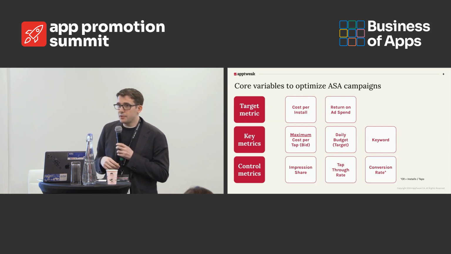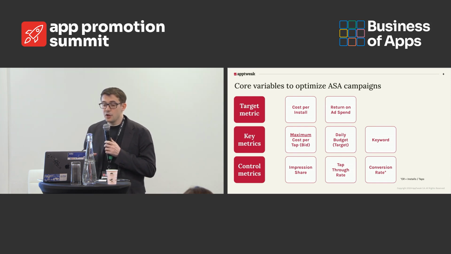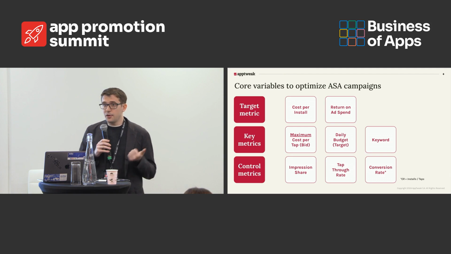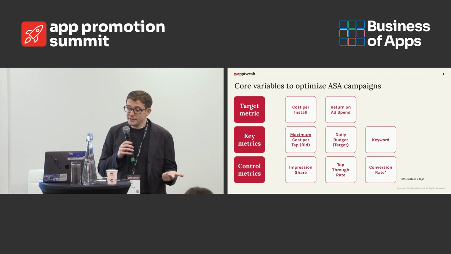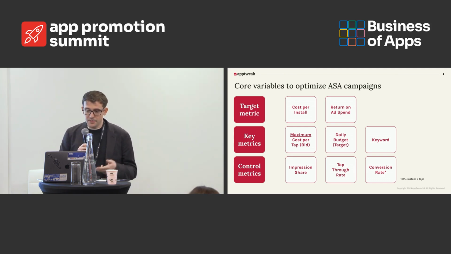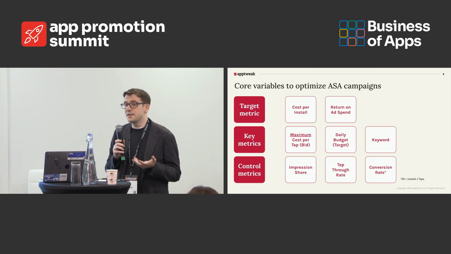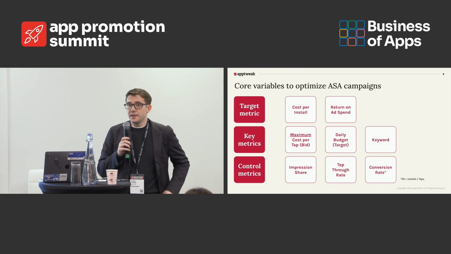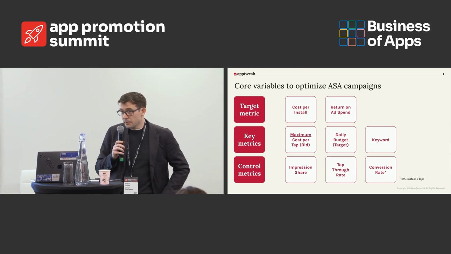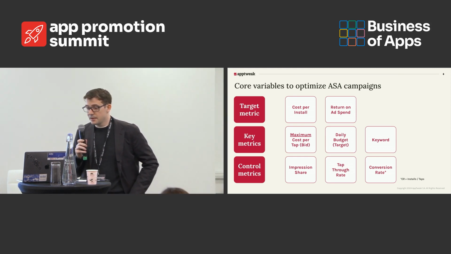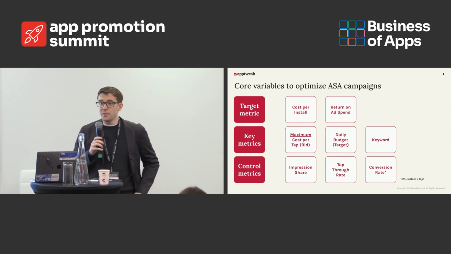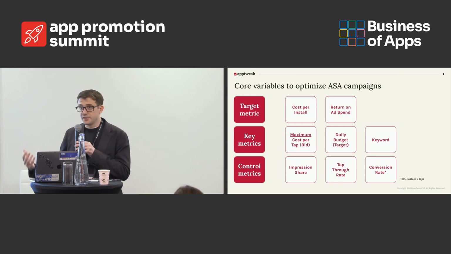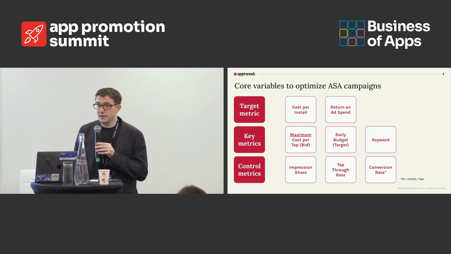And finally, we'll have what I'll call roughly control metrics. These are the impression share you get on a given keyword, the tap-through rate, and the conversion rate as measured by the number of installs divided by the number of taps. These are metrics that you can easily report on with your Apple Search Ads campaign. You don't necessarily control all of it, but what they tell you is what is going to actually influence how we choose to bid on different campaigns.